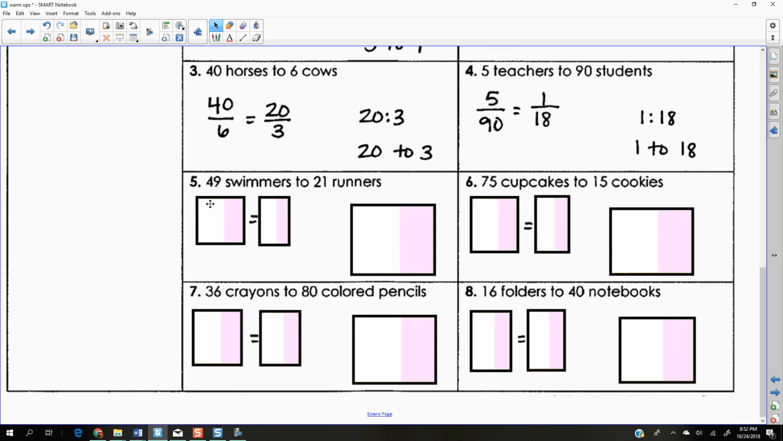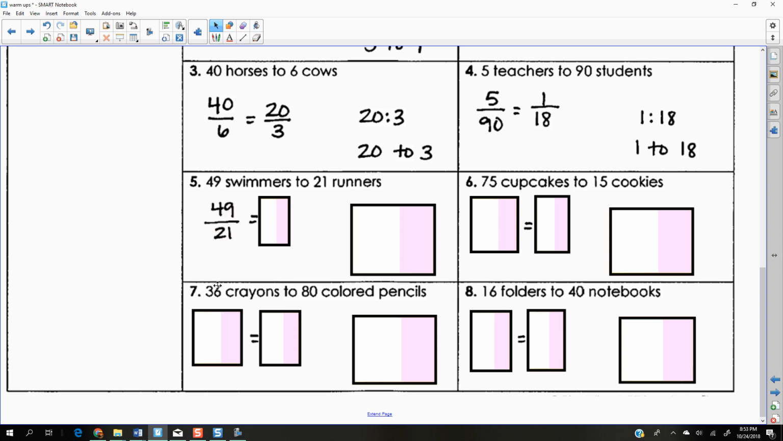Go ahead and finish off numbers 5, 6, 7, and 8. Go ahead and stop the video and complete that, and then come back when you're done. All right, you're back. I hope you paused it and tried this on your own, because that's the best way to learn how to do it. All right, so let's check it.